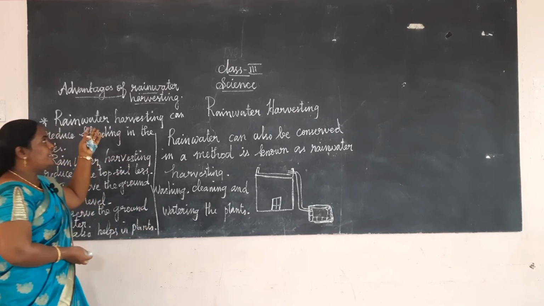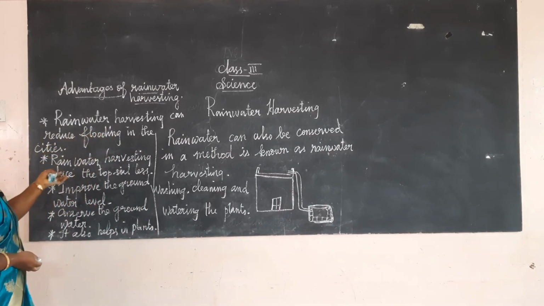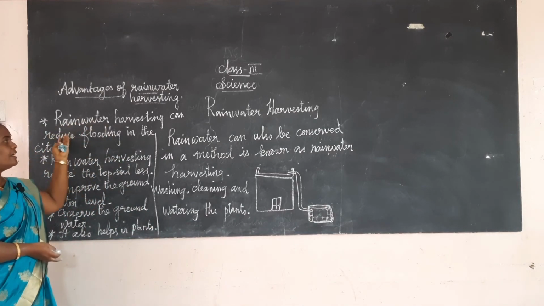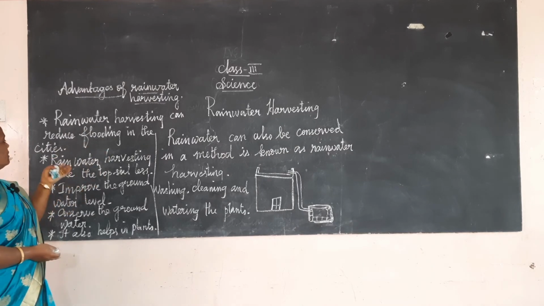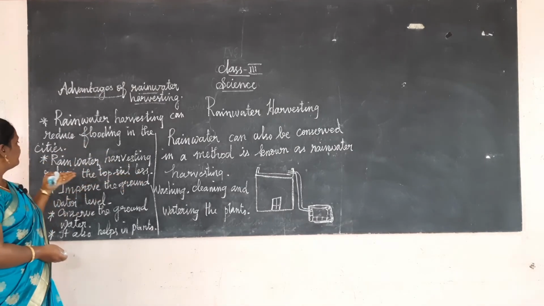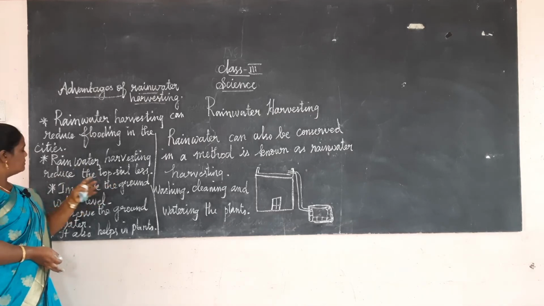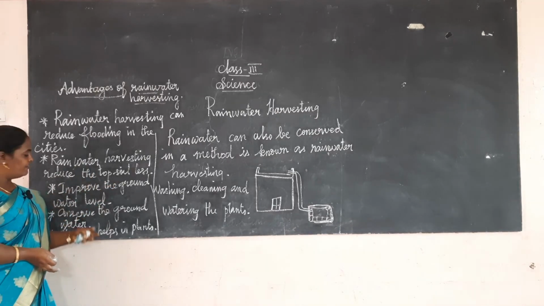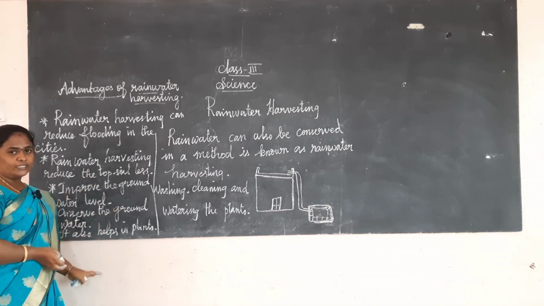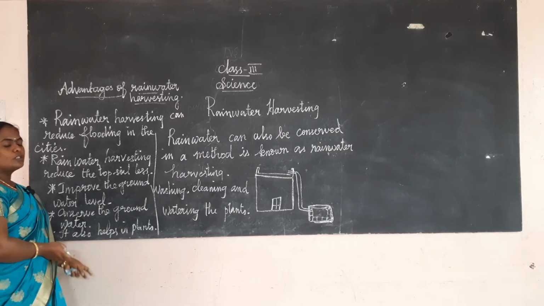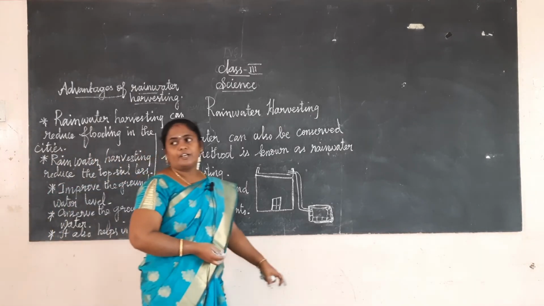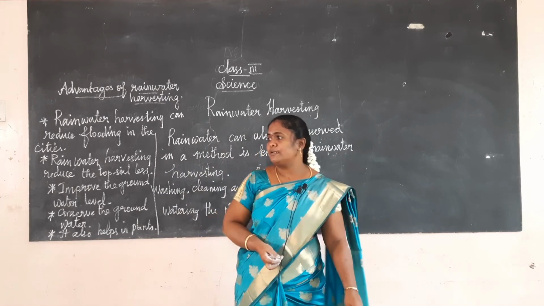Next one, the advantages of rainwater harvesting. Rainwater harvesting can reduce the flooding in cities. And then rainwater harvesting reduces topsoil loss, and then improves the groundwater level, and then conserves the groundwater, save பண்ணிக்கலாம். Next, it also helps in plants. That rainwater also helps in plants.